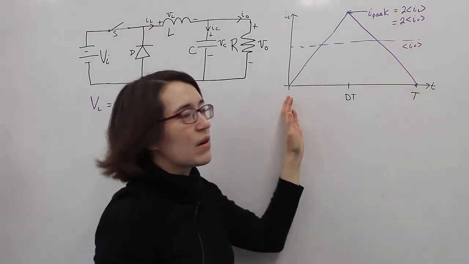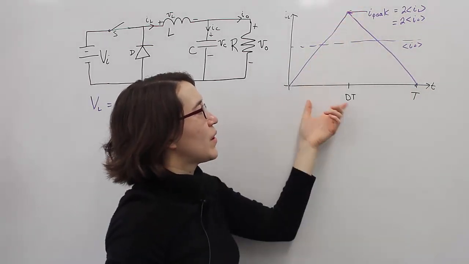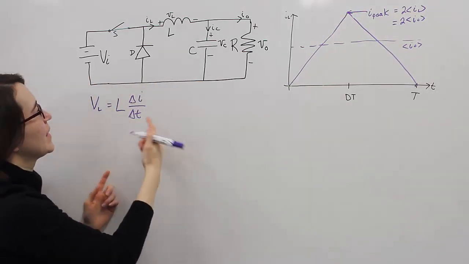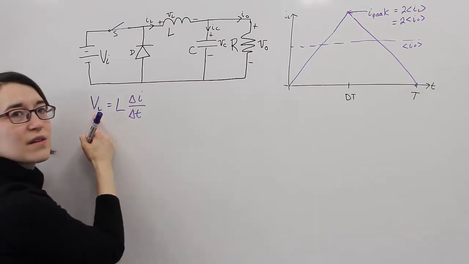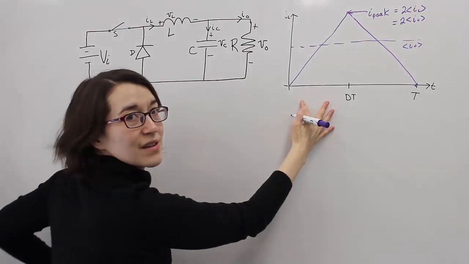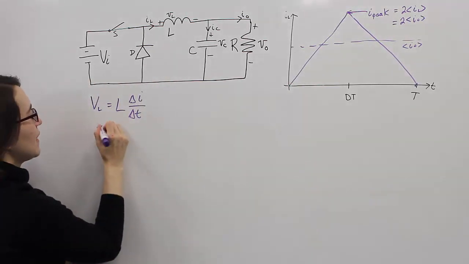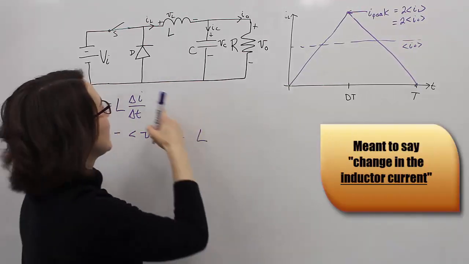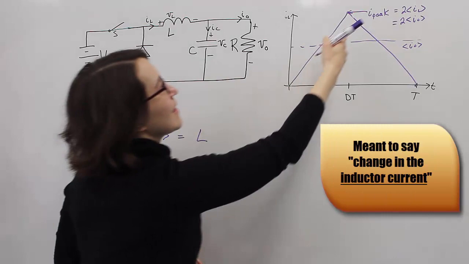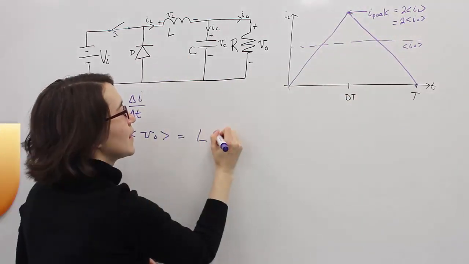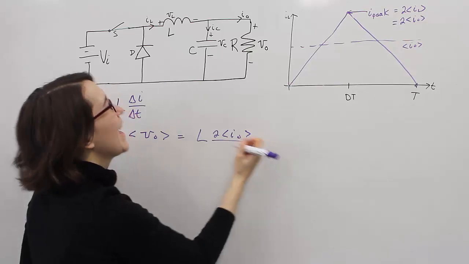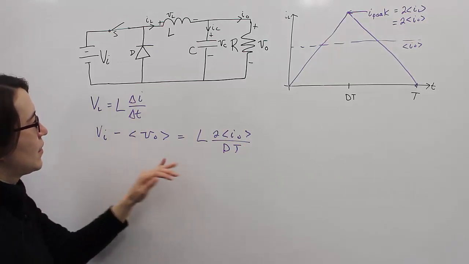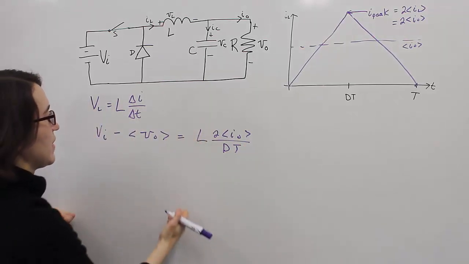So now we know all the points. We know the peak value, we know the period that it's on. Now we can use the inductor value to calculate this inductance. So we can say, what is the voltage over the inductor during this phase? We know it's going to be V in minus the average of V out. That's going to be equal to L times the change in current, which is 2 times the average output current, divided by the time, dt right here. So now we can just solve for L by rearranging this equation.